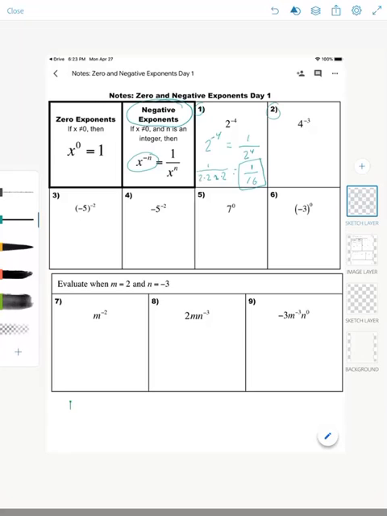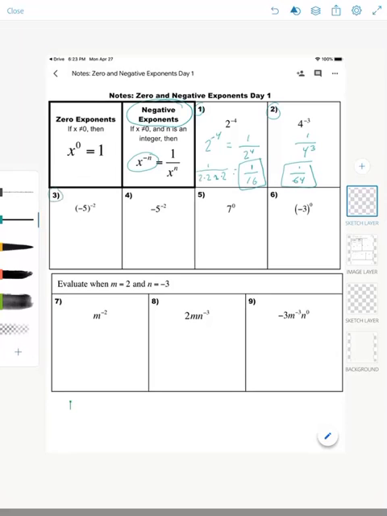Okay, so number 2, applying that same rule, 4 to the negative 3 power. Well, we rewrite that first with 1 over 4 to the positive 3. And then you can use your calculator for this, or mental math. 4 times 4 is 16, times another 4 is 64. So 1 over 4 to the 3rd power is really 1 over 64.